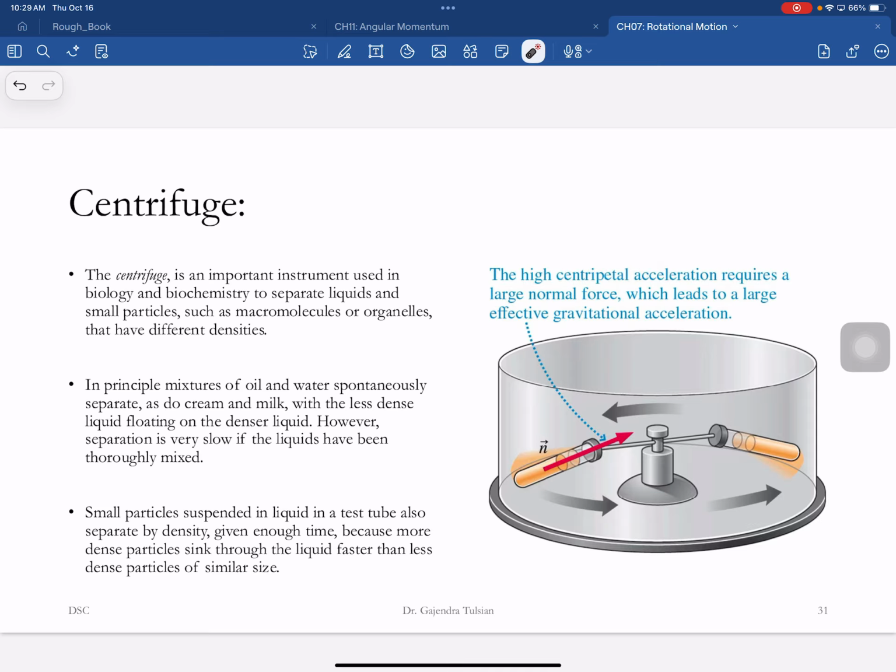Cool. All right, so what a centrifuge does is the following. It's the spinning machine. Okay, so here's what it does.